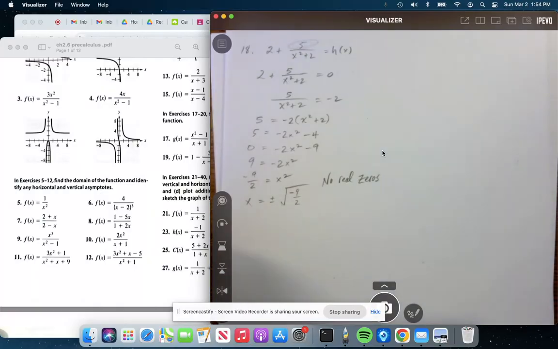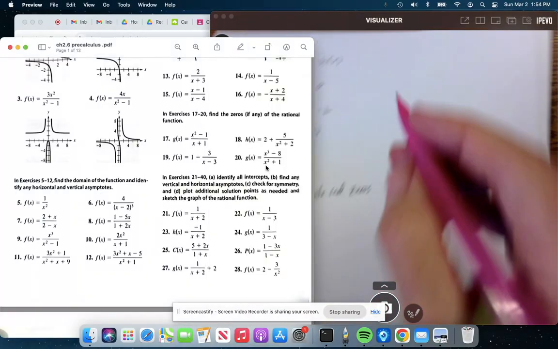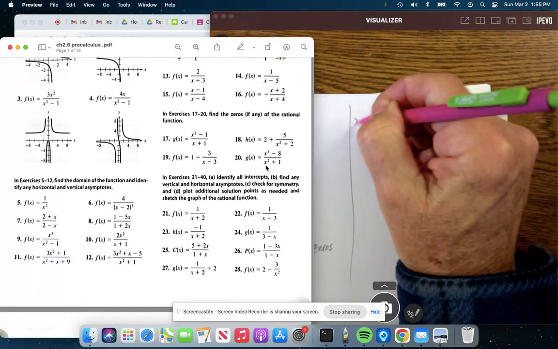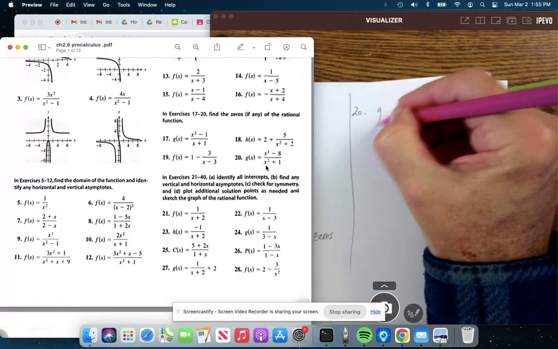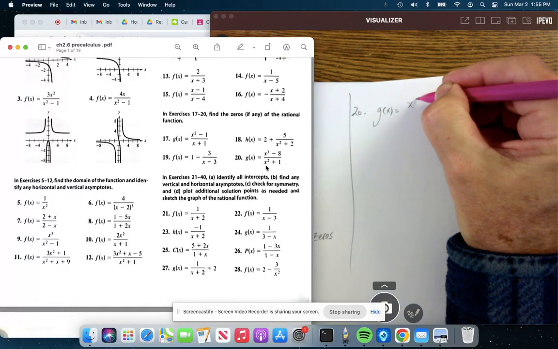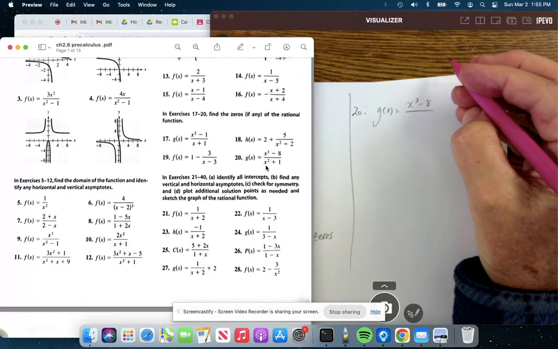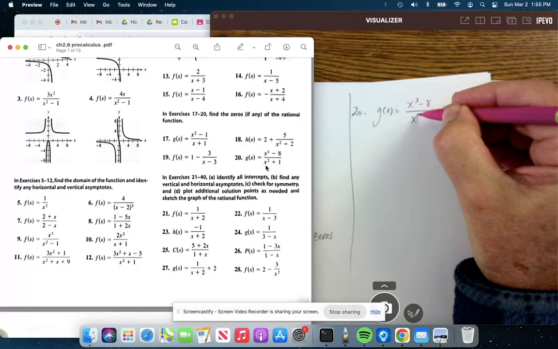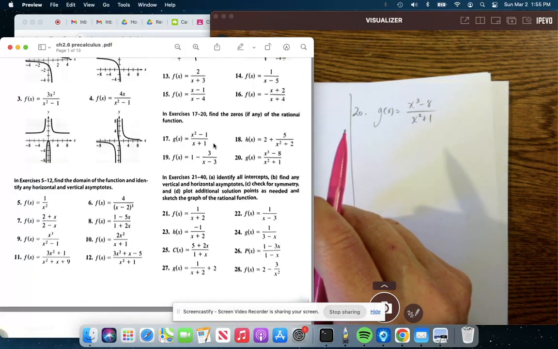Okay. So number 20, let's check that one out. Number 20. G of x equals x cubed minus 8 over x squared plus 1. All right, and again it says, what are the zeros?